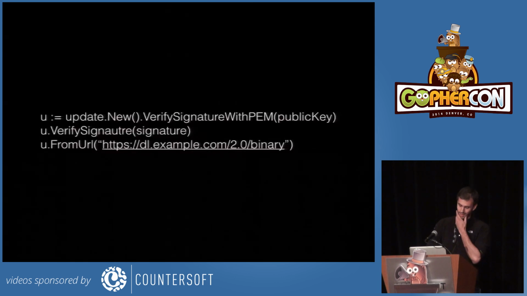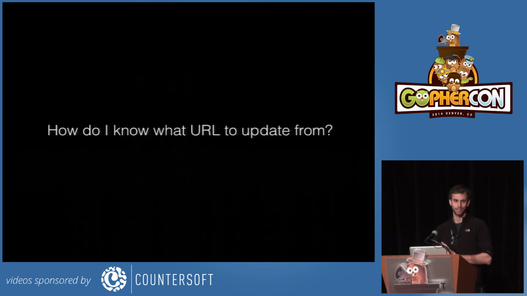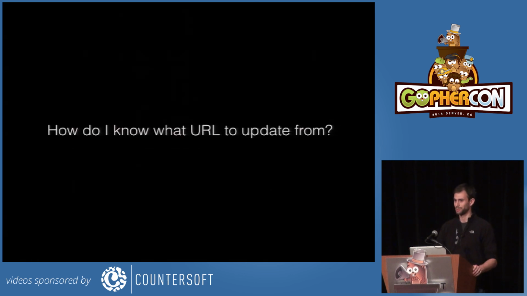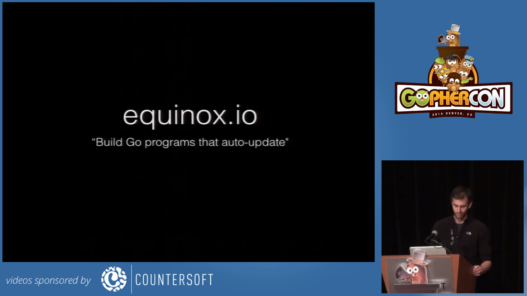All right, that's what the API looks like. Cool. So some of you probably were asking this question of, that's great, but how do I know what URL to update from? Which is the orthogonal question of, is there an update available, and where is it? So I'm working on a service. It's up, but it's still kind of alpha. You're welcome to try it. It's a service that takes care of this problem for you.